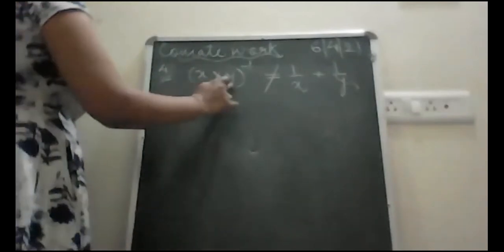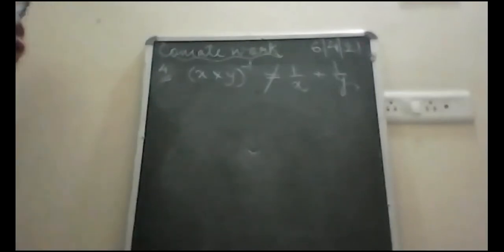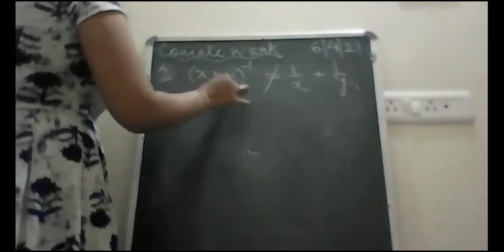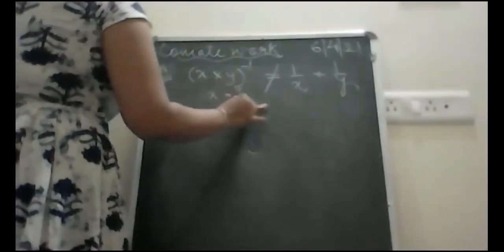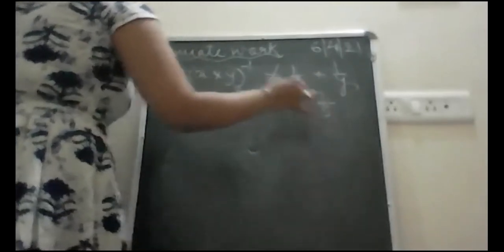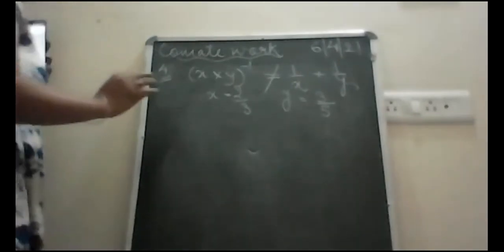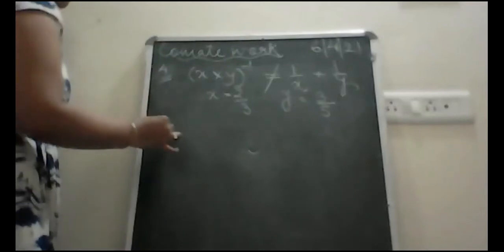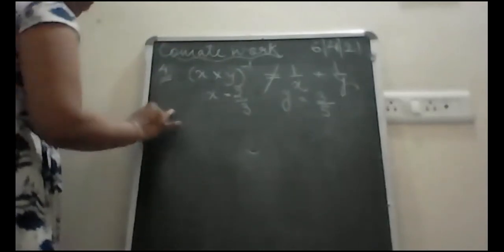Yes. So for this question, the question is given: x into y to the power minus 1 is not equal to 1 upon x plus 1 upon y. In this question, the values you have been given are x is equal to 2 by 3 and the value of y is 3 by 5. And in this question, we have to prove that they are not equal. So in that situation, what will we do? We will just simply put the value.